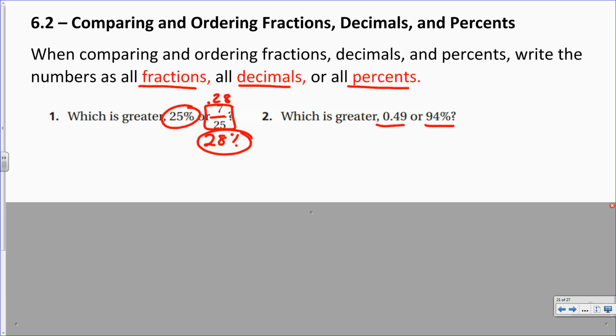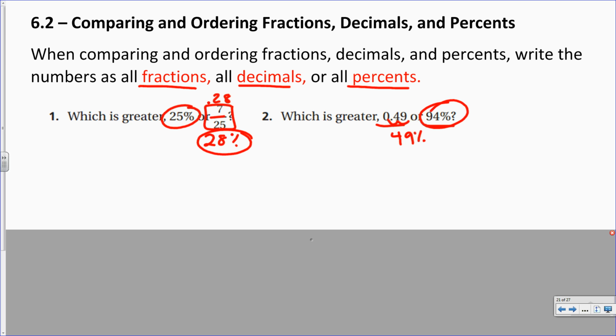On number 2, you've got 0.49 or 94%. You need to get them in the same form. Let's go this way. 0.49 is 49%. And you can compare these now and know 94% is greater. We could have also done decimals and changed 94% to 0.94. Either way works for comparing. So always get them in the same format, and then you can compare them.